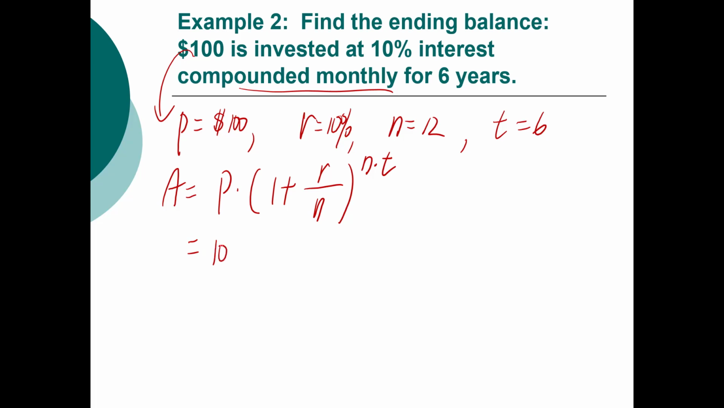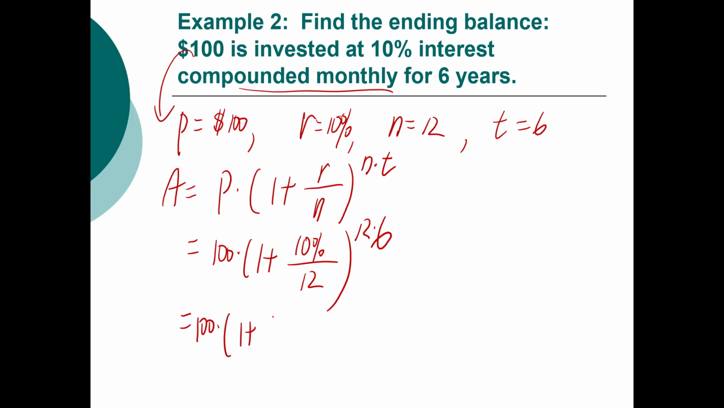So here the principal is 100 times (1 plus the rate, 10%, over the number of compounding periods, 12), and the exponent is 12 times time t, that's 6. Meaning you are receiving interest 72 times over the life of the investment. 12 times 6 is 72 times. And we're going to put into the calculator 10% over 12 and raised to the 72nd power. So this is what we call an exponential equation or exponential function. And we're looking for the ending balance.